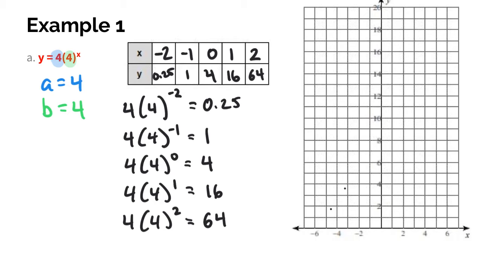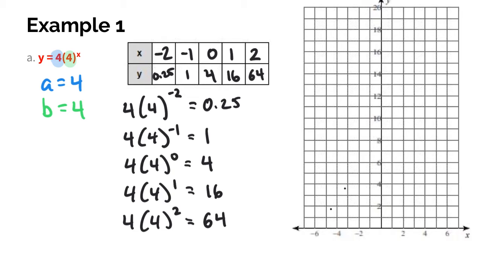Notice how the values start really small. 0.25 is between 0 and 1. And notice in just a few inputs, I'm all the way up to 64. So my values are growing at a greater rate than they would if this was a linear function.